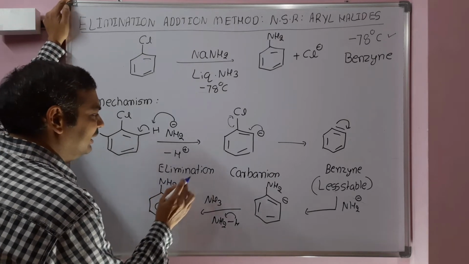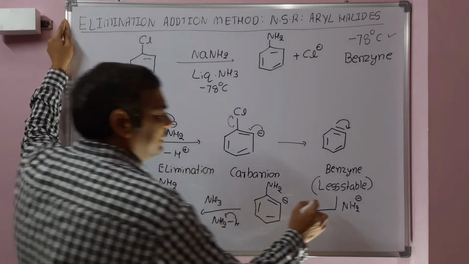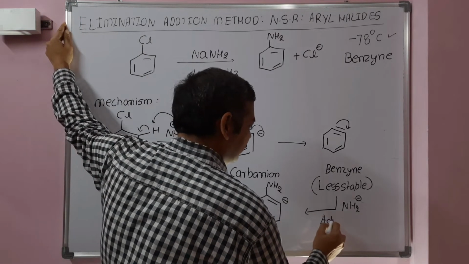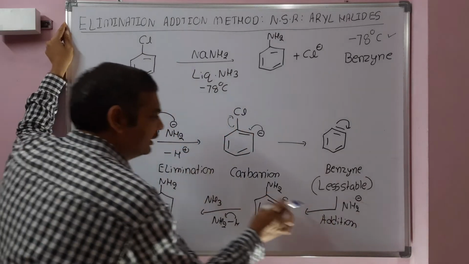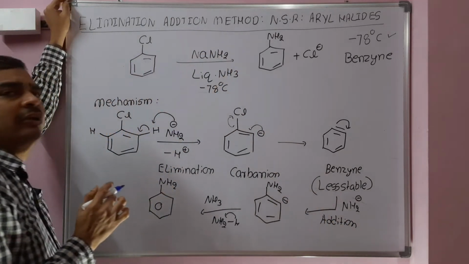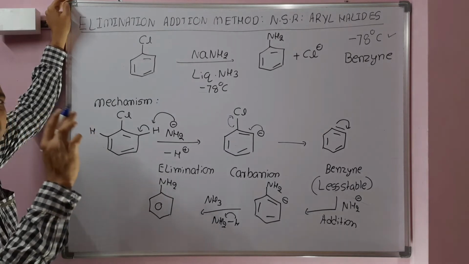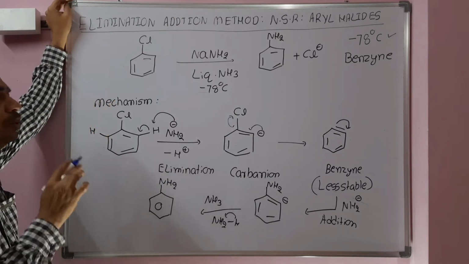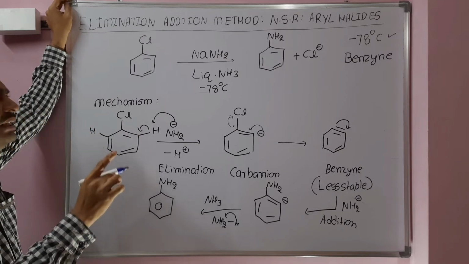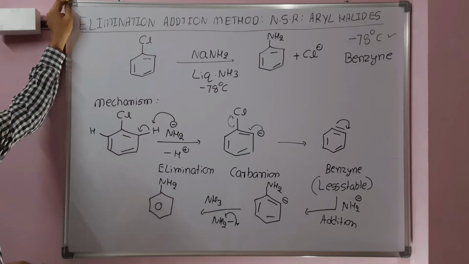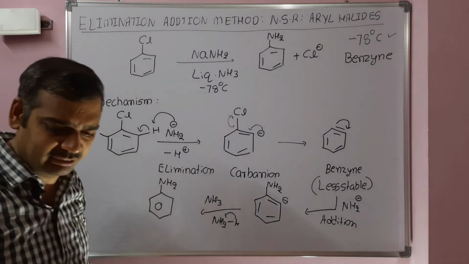Let's see, here it is the elimination, and this is the addition. Addition of NH2 over benzyne. That's why it is the elimination-addition mechanism for the nucleophilic substitution reaction of chlorobenzene. The reagent is sodamide, the intermediate is benzyne, and the reaction temperature is minus 78. Clear? Now see one example.